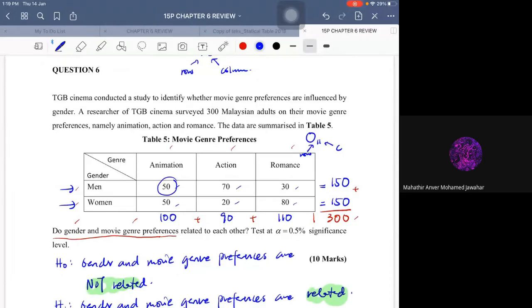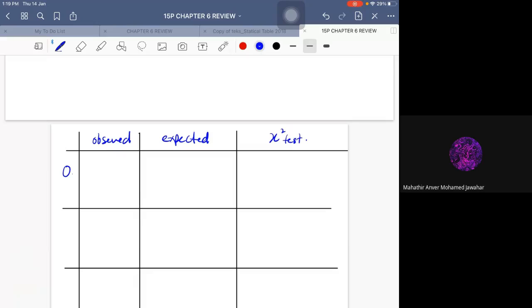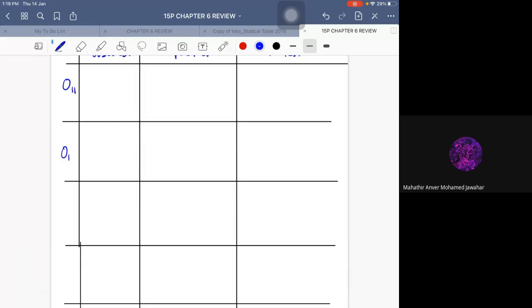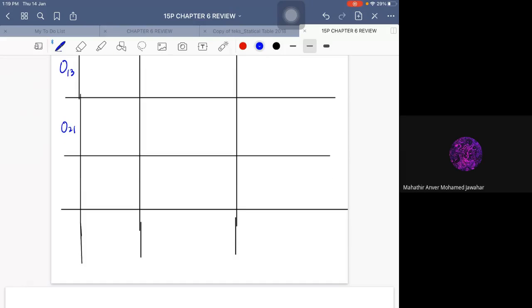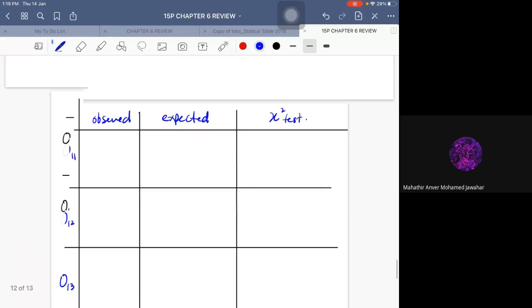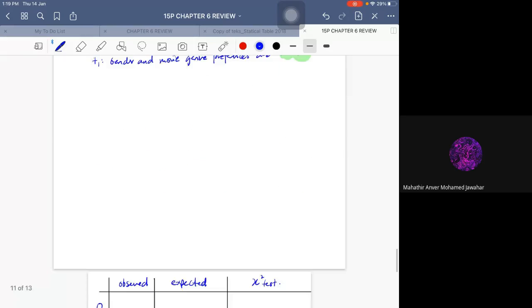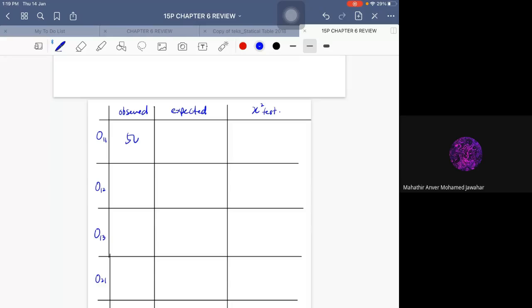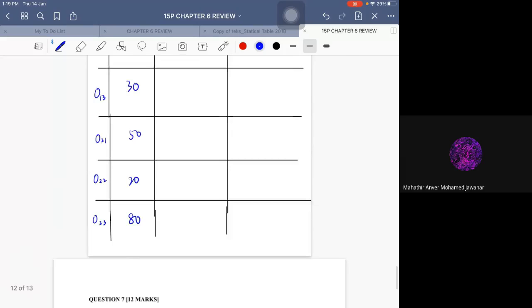In the first row I have 3 columns altogether. So therefore I'm going to have O 1 1, O 1 2 for the second column, and first row third column is going to be O 1 3. And the same goes for the second row: second row first column, second row second column, and second row third column. So the observed value is simply going to be the value over here. I'm going to have 50, 70, 30, and the rest is going to be 50, 20, and 80. So those are going to be my observed value.